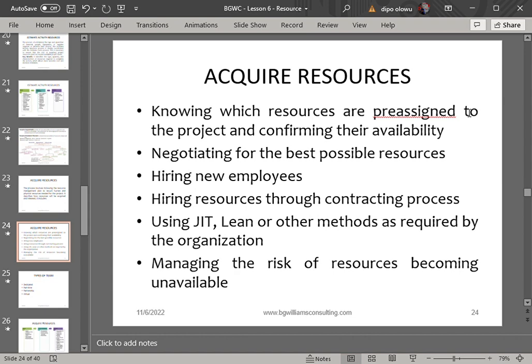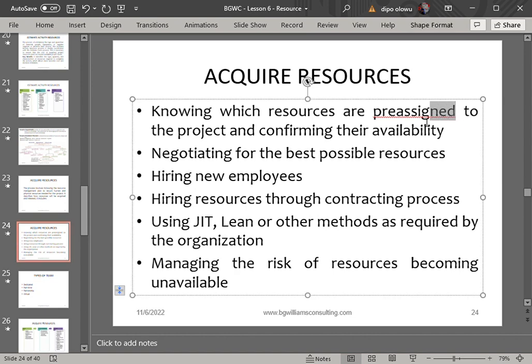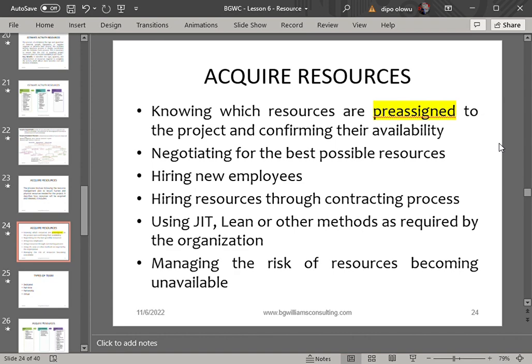Pre-assigned resources. Yes, it is true that you need to acquire resources for your project. And there is also what we refer to as pre-assigned resources. What is the meaning of pre-assigned resources? Let me explain it in a simple way.